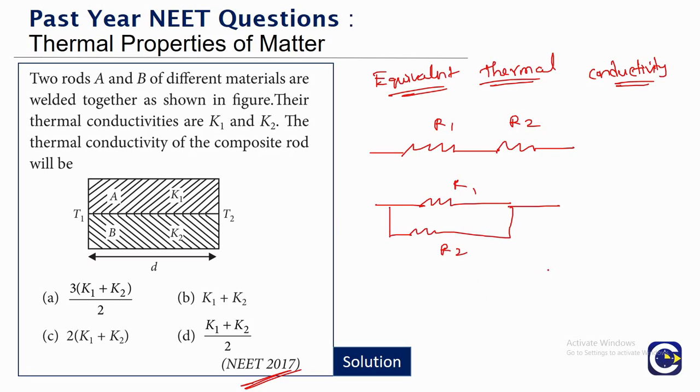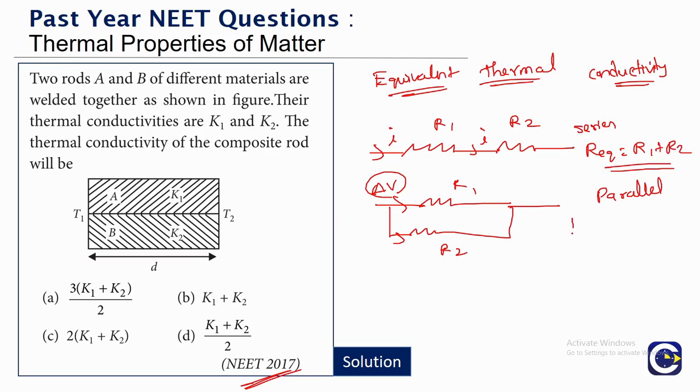We call it the equivalent resistance. This is series, where the same amount of current goes through them. This is parallel, where the resistances have the same potential difference across them. This is something that we learn in the 10th standard also, and we'll see it in 12th as well in the current electricity chapter. For series, the equivalent resistance is R1 plus R2. For parallel, 1 by R equivalent is equal to 1 by R1 plus 1 by R2. So this is what we have in the context of current electricity.